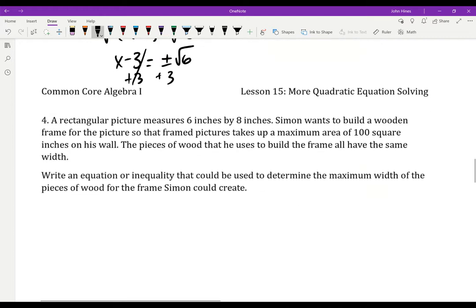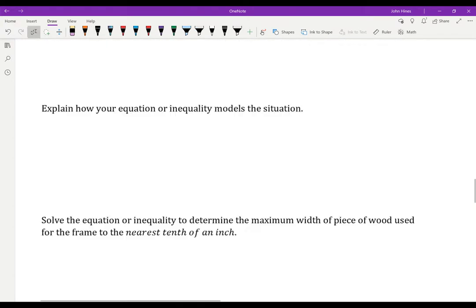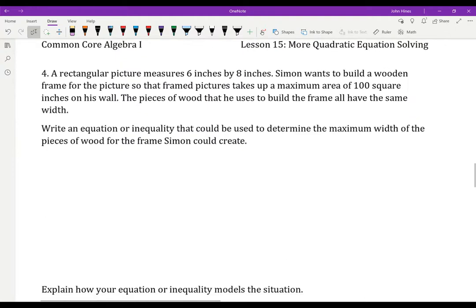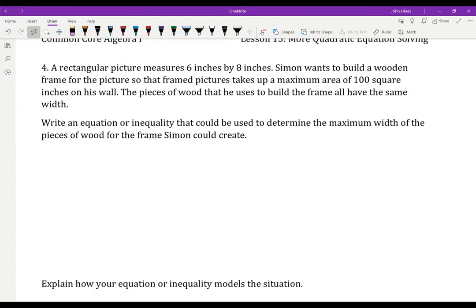One more problem, and we'll call it lesson 15. This one's going to take us some time, but we're going to be good. This was a Regents question, so it's a tough one, but we're going to be able to do it. We're going to get there.